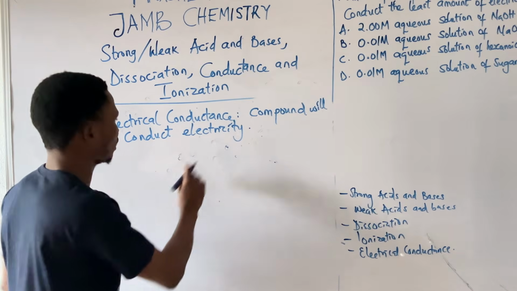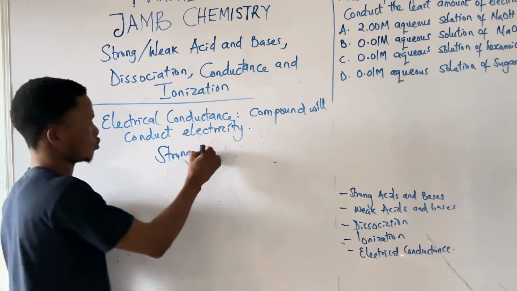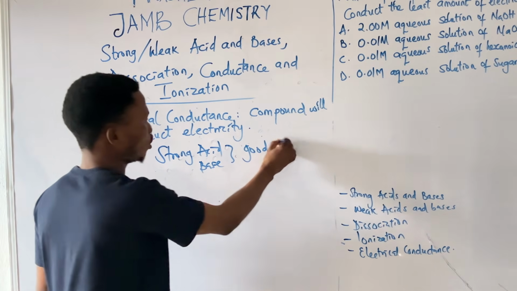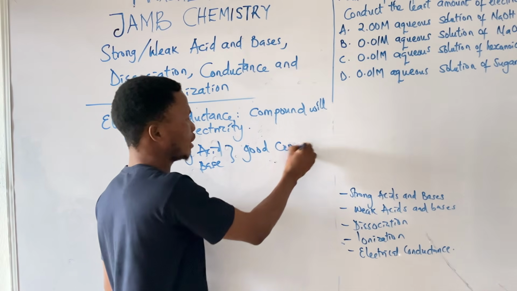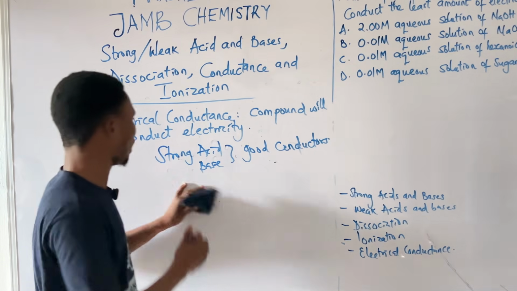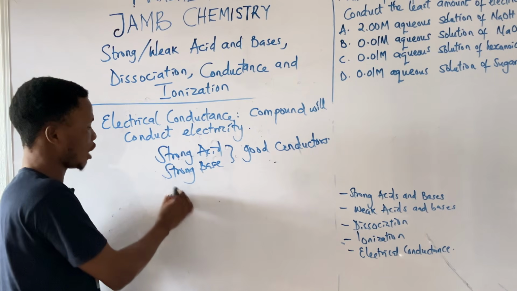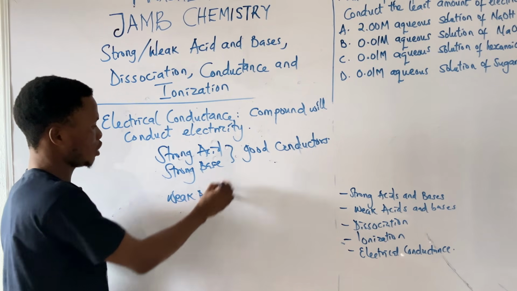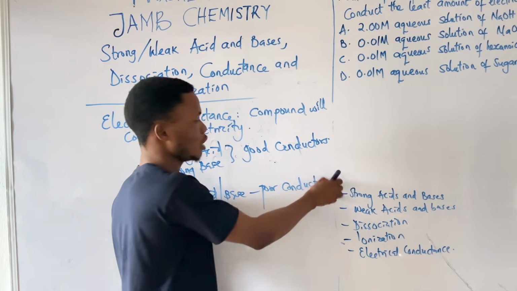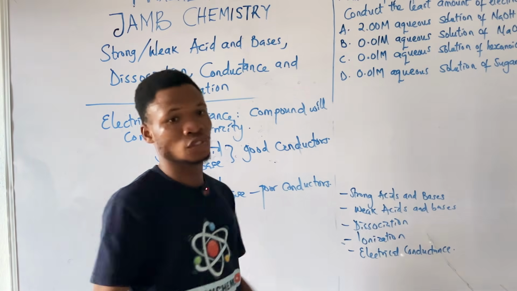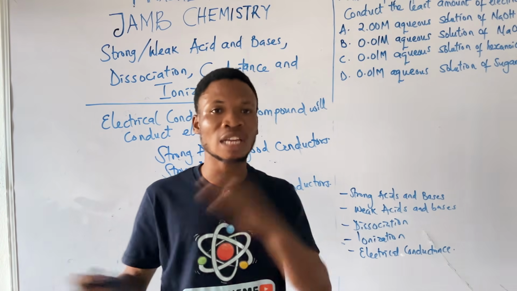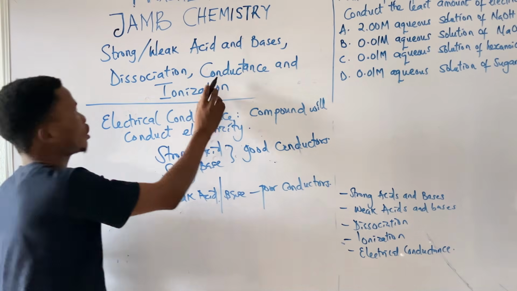All right, and you should know that strong acids or strong bases are good conductors because they will ionize completely and will allow the total passage of electricity. So strong acid and strong base are good conductors, while weak acid and weak base are poor conductors, since they don't ionize completely. They will only partially allow the passage of electricity. So that is electrical conductance.